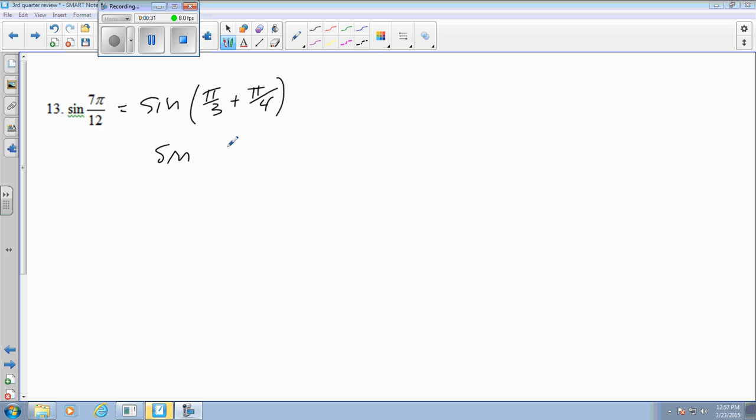sine of pi over 3 times the cosine of pi over 4. Since it's the sine rule, it stays the same sign. Cosine pi over 3, sine pi over 4. And then let's plug in some values.